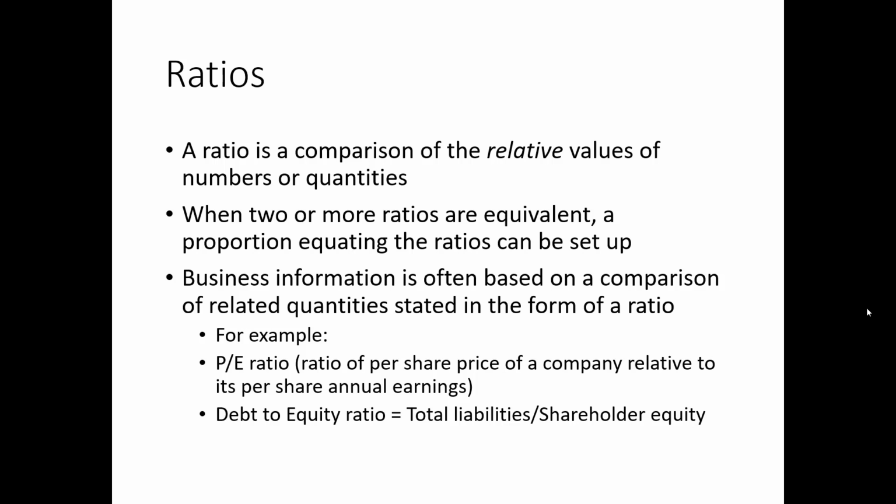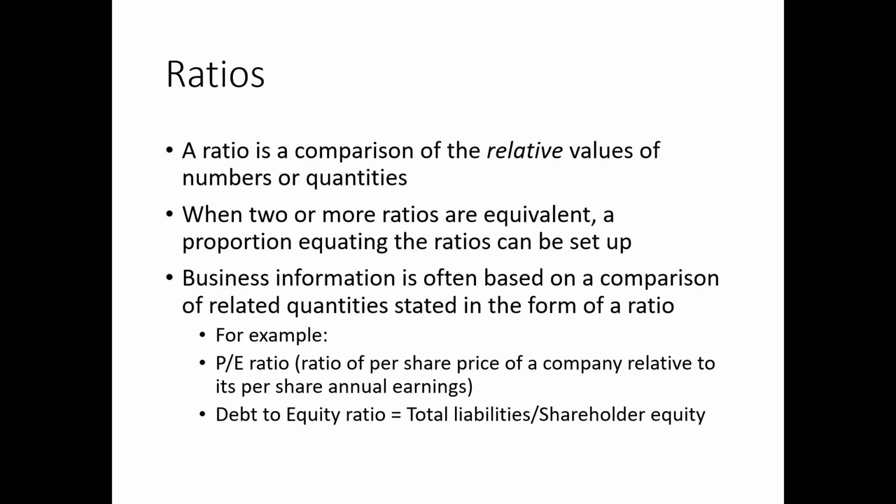Okay. We see this a lot. Price earnings ratio, which is a PE ratio. And that's just the ratio of the per share price of a company relative to its per share annual earnings. Very, very common ratio. In accounting as well as in finance, the debt to equity ratio is important. And that's just the total liabilities compared to, or divided by, shareholder equity. So there's lots of ratios. There's a quick ratio. And as you take accounting, accountants love ratios. Okay, they got ratios for everything.